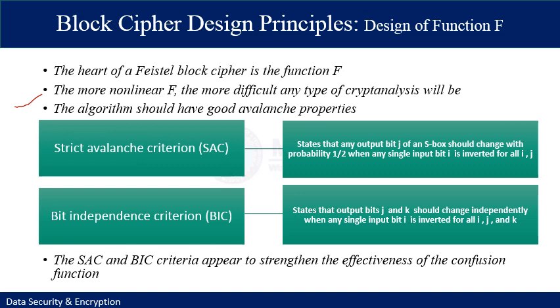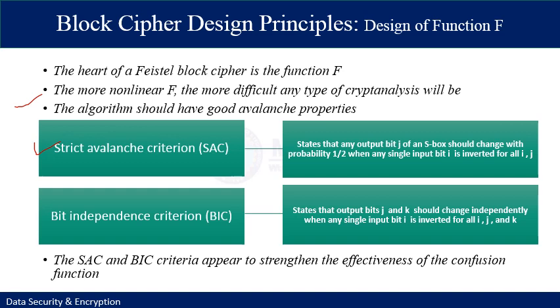One of the more stringent versions of this is called the strict avalanche criterion, known as SAC. It states that any output bit j of any S-box should change with a probability of 1/2 when any single input bit i is inverted, for all i, j. So it is similar to the last explanation: if you change any input bit, your output bit j will change. So it will have the 1/2 property, that means there is a 50% chance that your output bit will be changed.